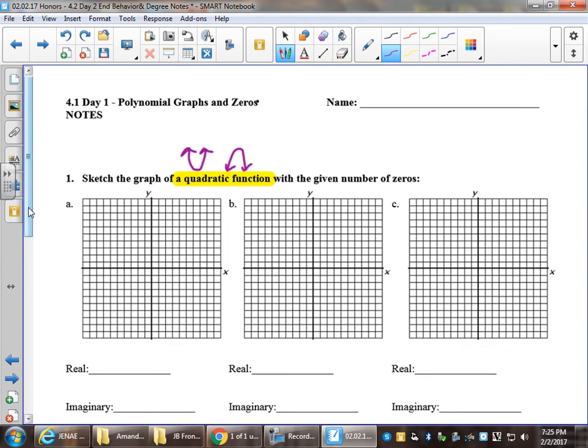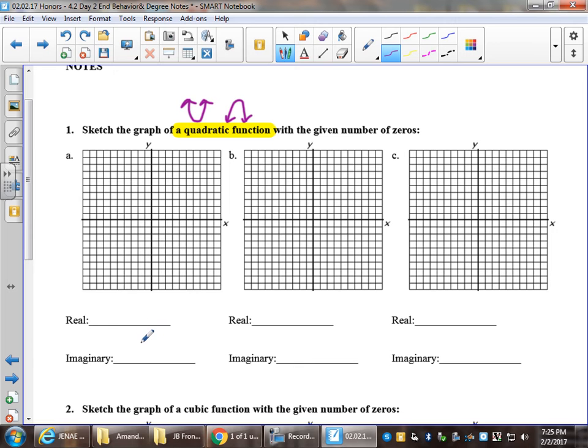So the first one I'm going to ask you for is two real zeros, which means that there will be two x-intercepts and no imaginary. That's how I'm going to write my zero. Well, for there to be two real x-intercepts, my graph would have to look something like this, or it could be the same, but opening down. Here's one. Here's two.